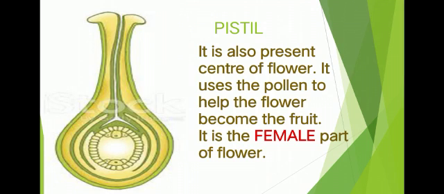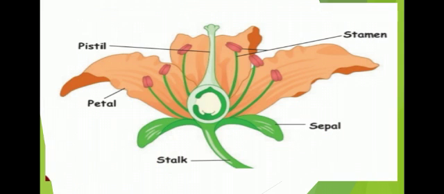Children, how many parts are there? Four parts: sepal, petal, stamen, pistil. Okay. Children, do you know which is the largest flower in the world? The largest flower in the world is Rafflesia.